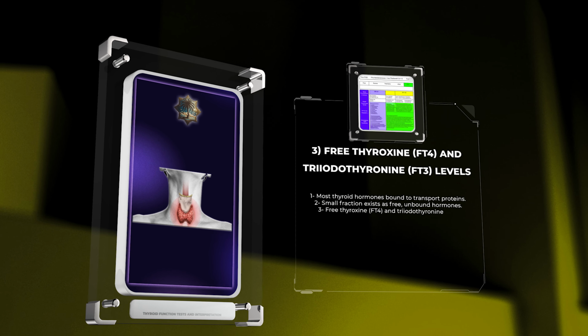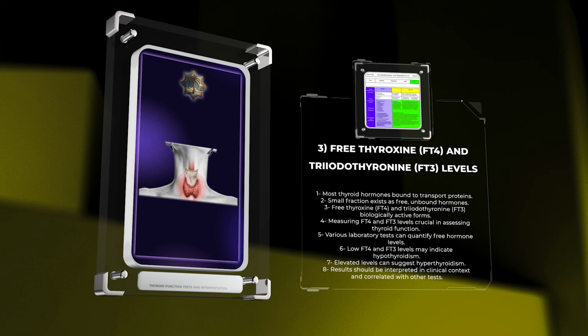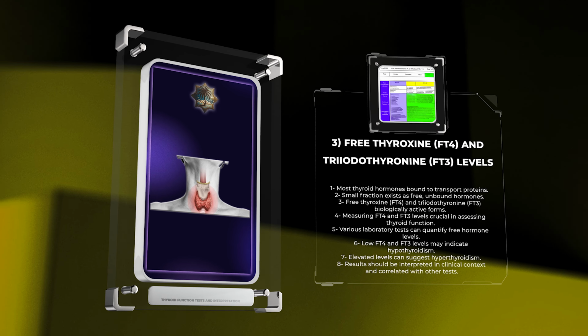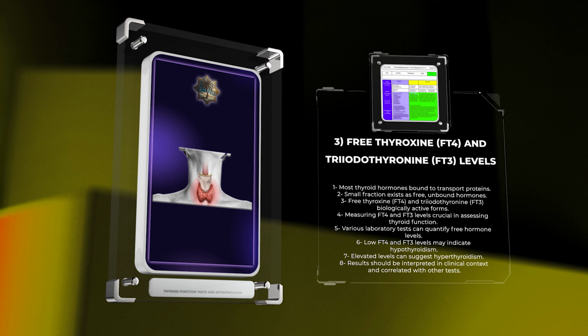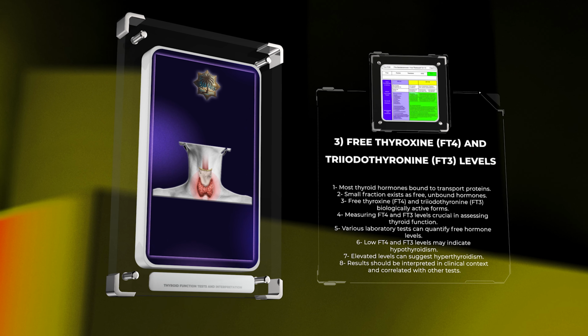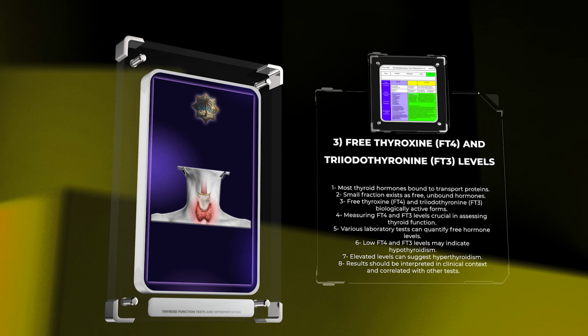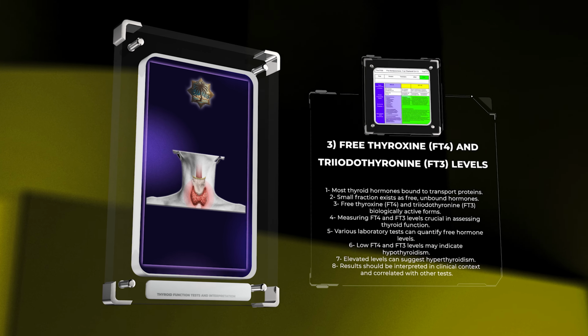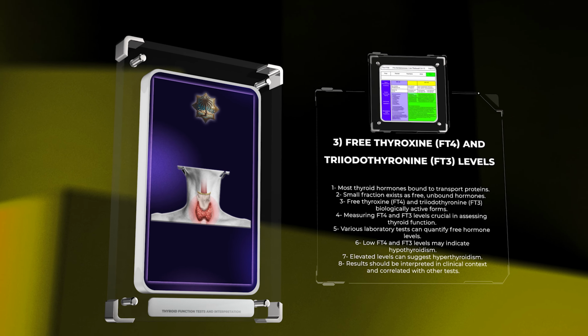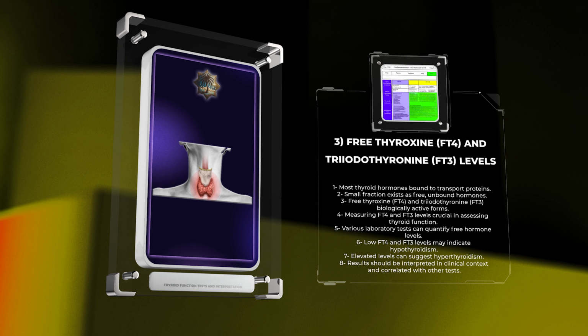While most of the thyroid hormones in circulation are bound to transport proteins, a small fraction exists as free, unbound hormones. Free thyroxine, FT4, and triiodothyronine, FT3, are the biologically active forms that can freely enter target cells and exert their effects. Measuring FT4 and FT3 levels is crucial in assessing thyroid function as they provide a more accurate representation of the active hormone availability.